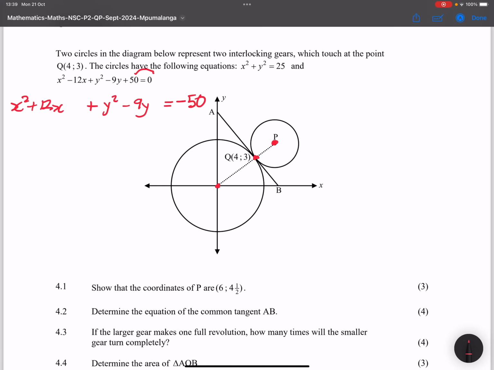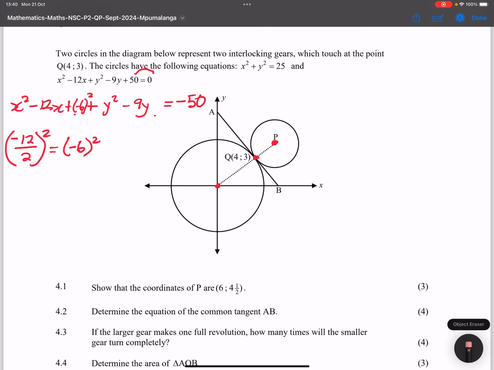Now, where do we find the values where I've left gaps? All we do is take, so this is minus 12x and not plus, so you take the b value. So this is minus 12 over 2. You divide that by 2 and you square that. Now, what I'm not going to do is just find the square there. I'll write it as negative 6 squared, so I'll add negative 6 squared over there, right?